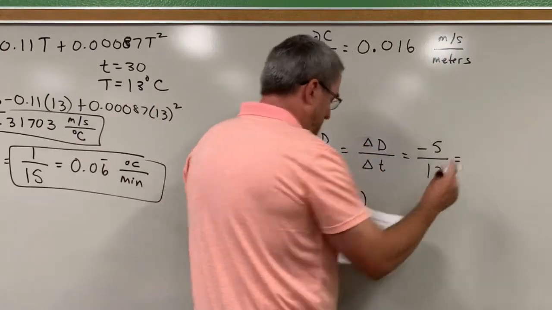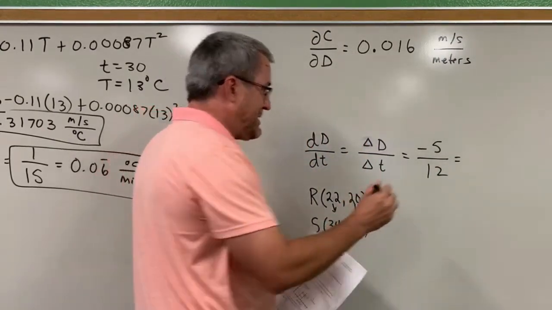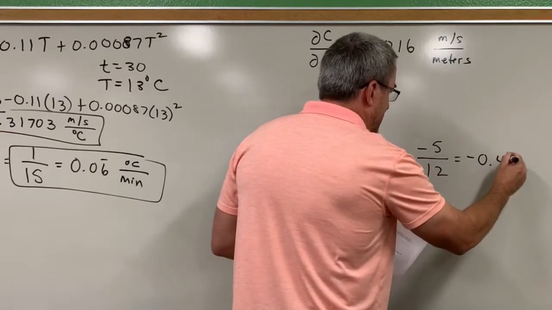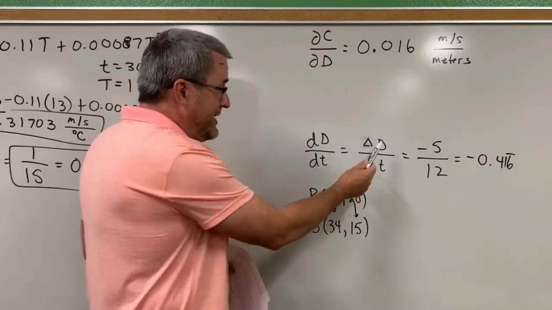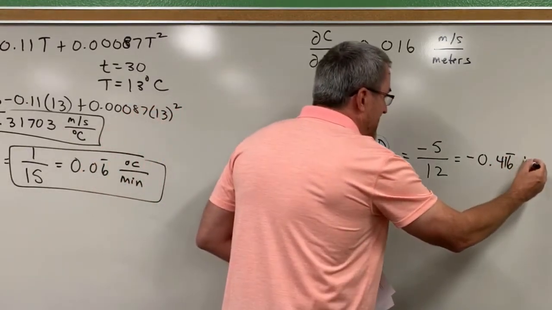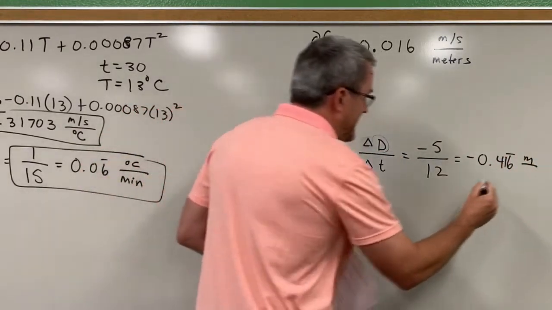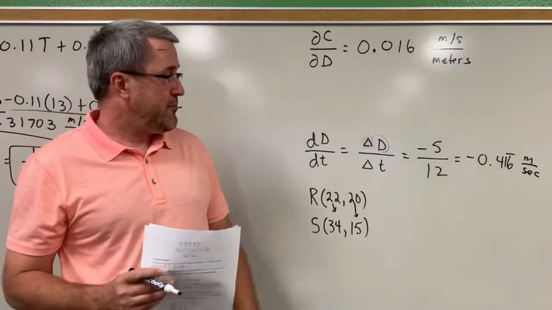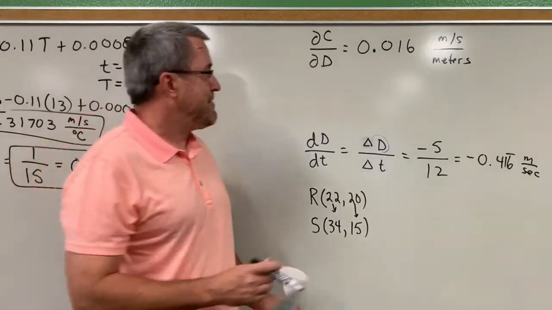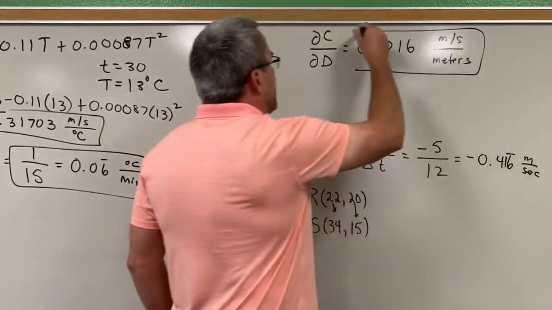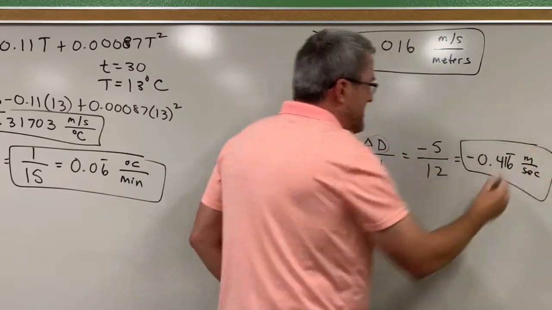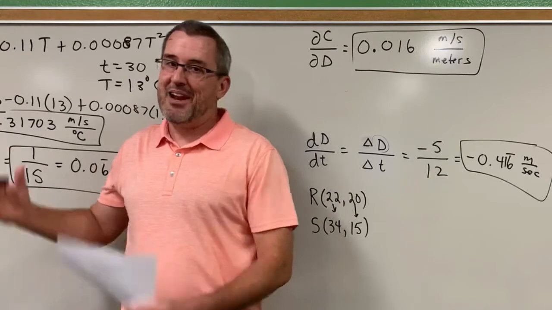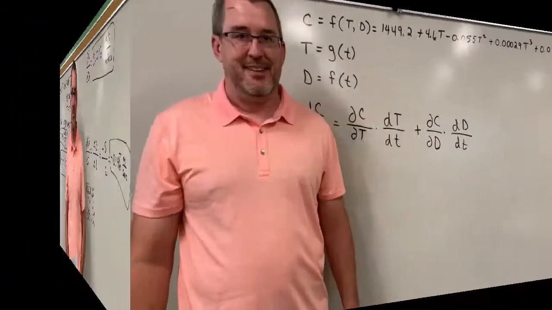So negative 5/12, which if you like a decimal for it, 0.416, and that 6 repeats. And again, in terms of units, depth was measured in meters, time was measured in seconds, and so this was a negative change of 0.416 meters per second. So we've got this computation, we've got this computation. Let's take our 4 computations back to the chain rule and actually answer the final question. All right, let's do it.